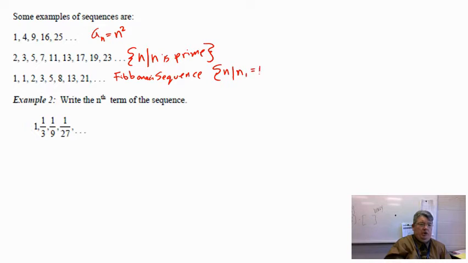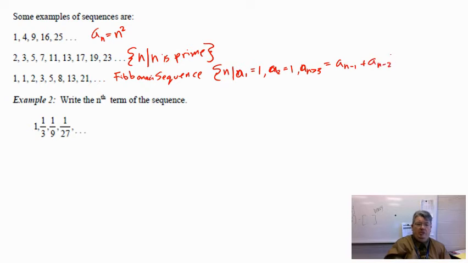a sub 1 equals 1. A sub 2 is equal to 1. And then a sub anything n greater than 3 is going to be equal to a sub n minus 1 plus a sub n minus 2. So in other words, anything third term or more is equal to the term that came 1 before it plus the term that came 2 before it.